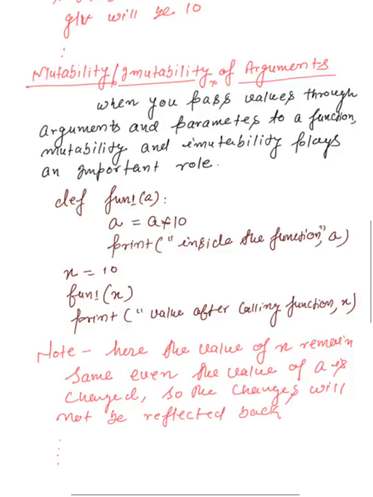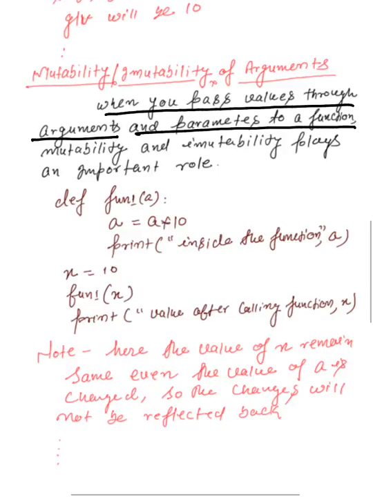So when the changes are reflected back to the main function, it means it has mutability. And if the variable doesn't reflect its executed or changed value to the main function, it means it's an immutable variable. So you can see here, when you pass the values through the argument and parameter to a function, mutability and immutability play an important role. Through the example I'll explain to you.